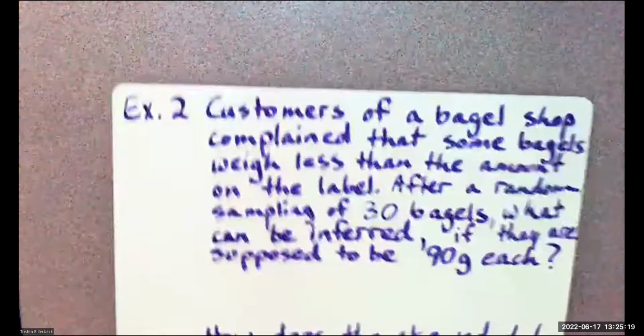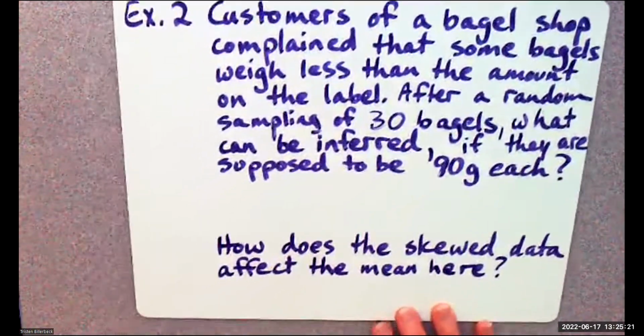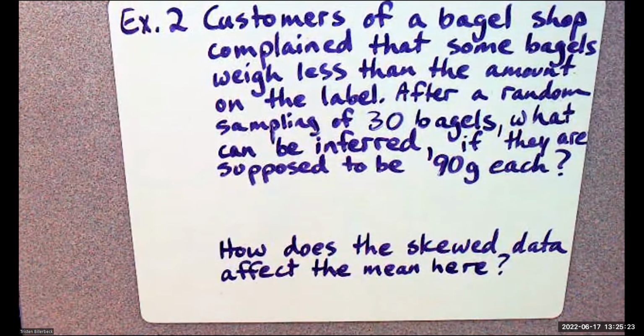All right, so let's take a look at this. Customers of a bagel shop complained that some bagels weigh less than the amount on the label. After a random sampling of 30 bagels, what can be inferred if they're supposed to be 90 grams each? And how does the skewed data affect the mean here?